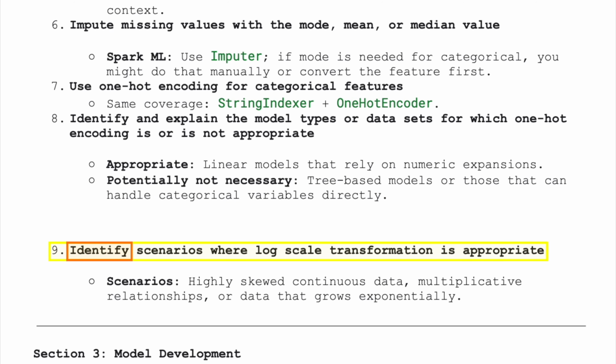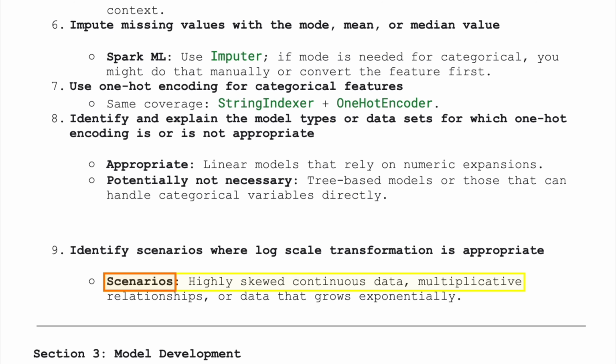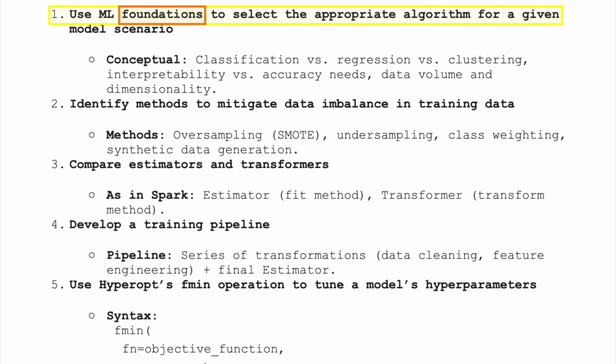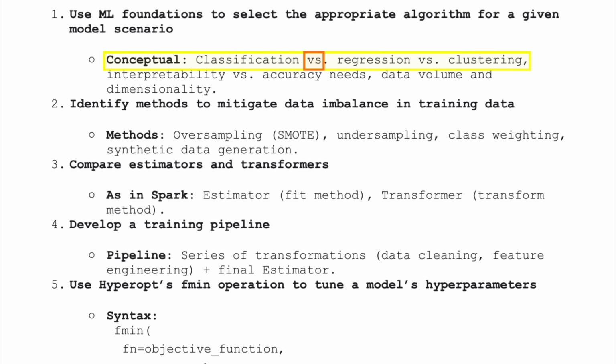9. Identify scenarios where log scale transformation is appropriate. Scenarios: highly skewed continuous data, multiplicative relationships, or data that grows exponentially. Section 3, Model Development. 1. Use ML foundations to select the appropriate algorithm for a given model scenario. Conceptual: classification versus regression versus clustering, interpretability versus accuracy needs, data volume and dimensionality.